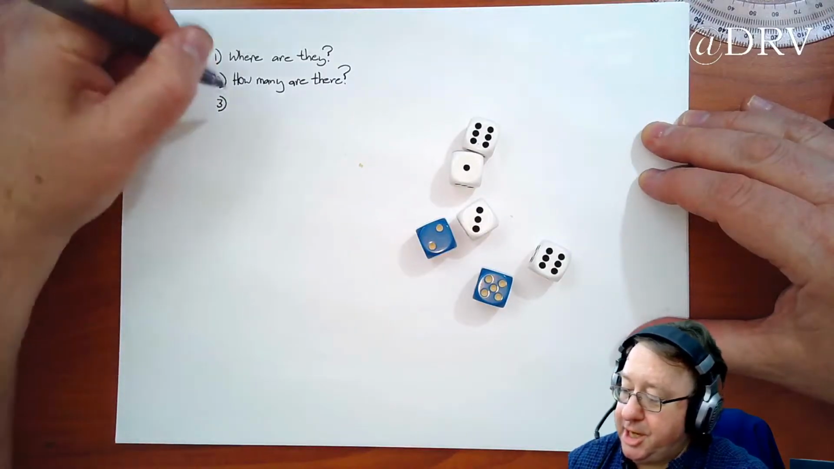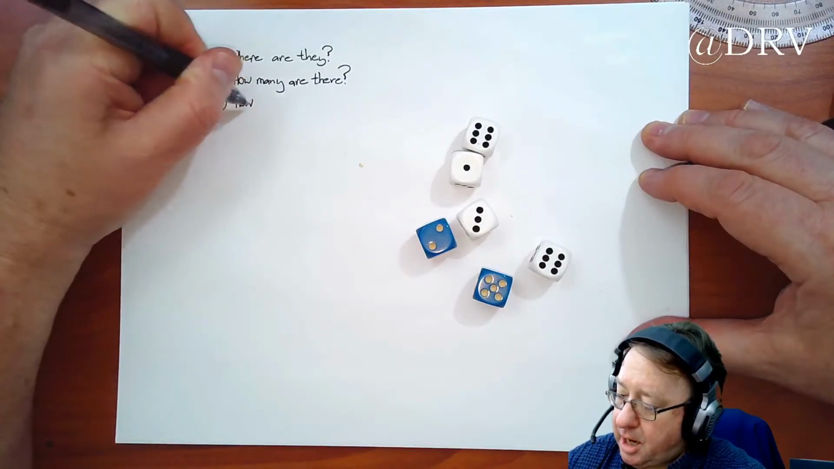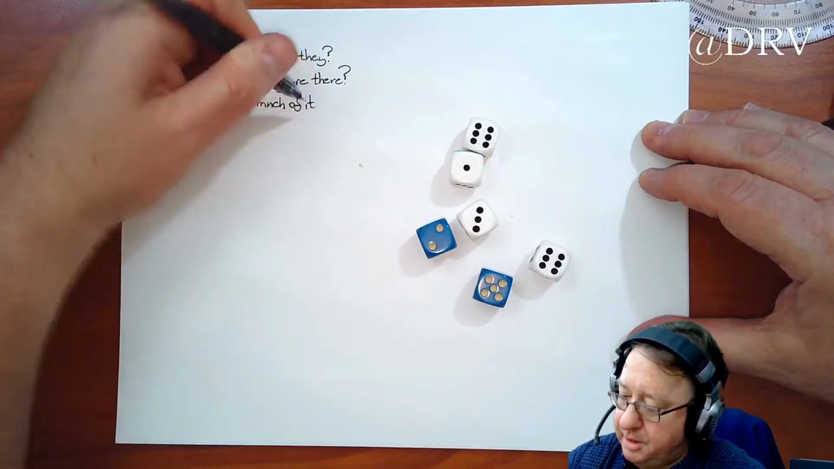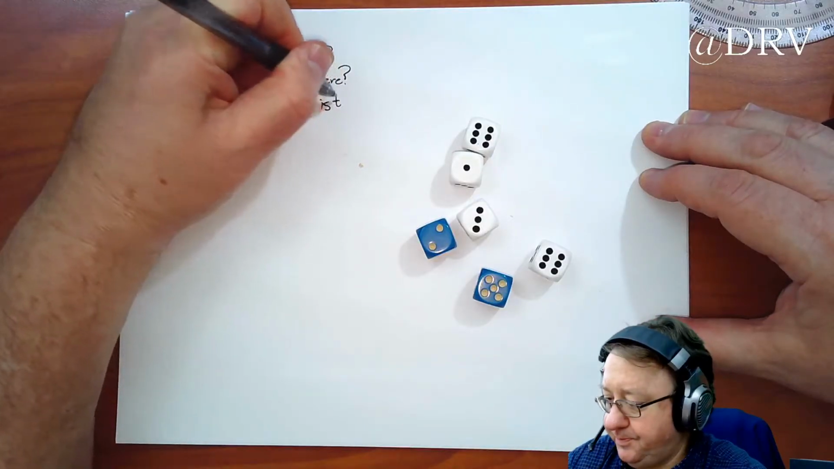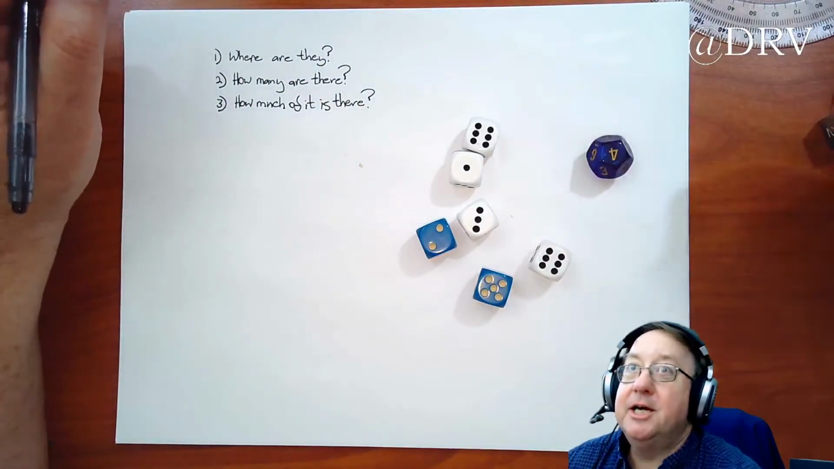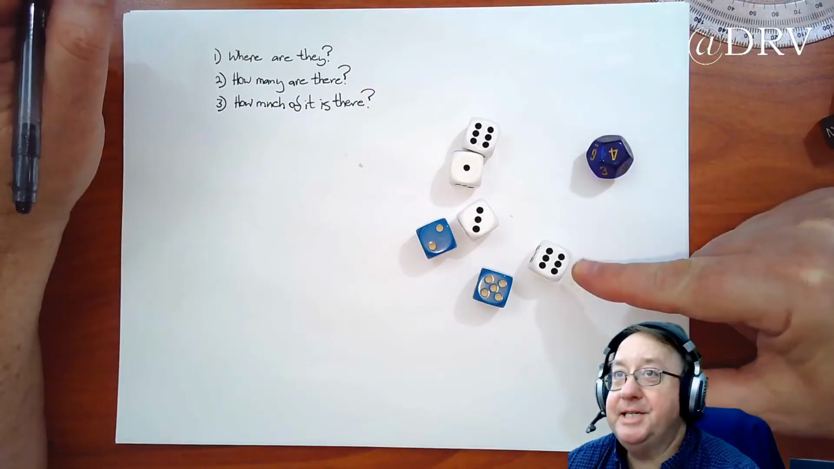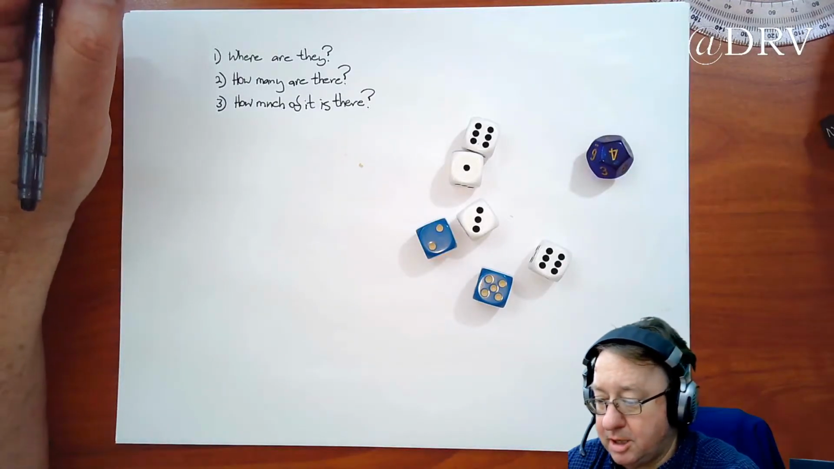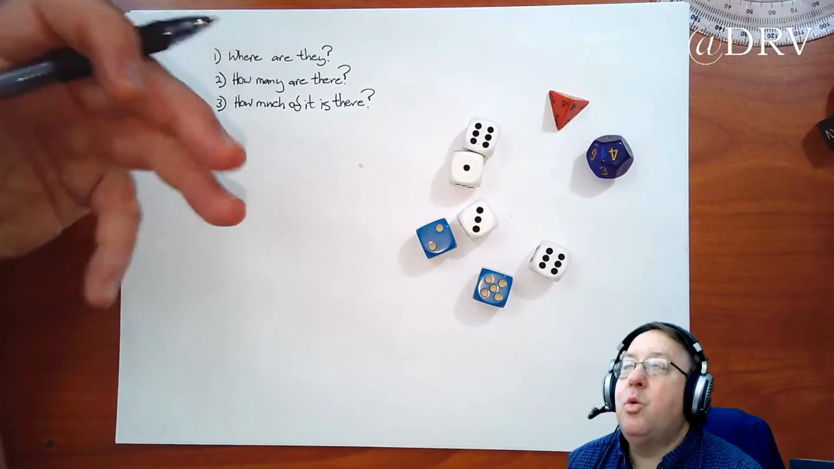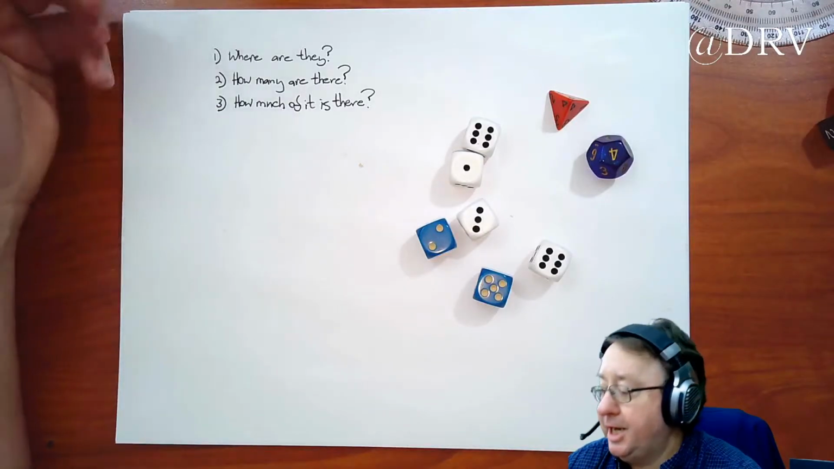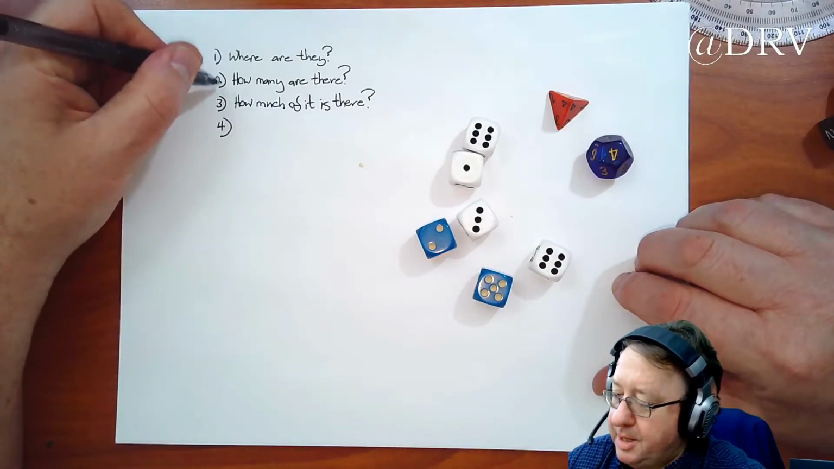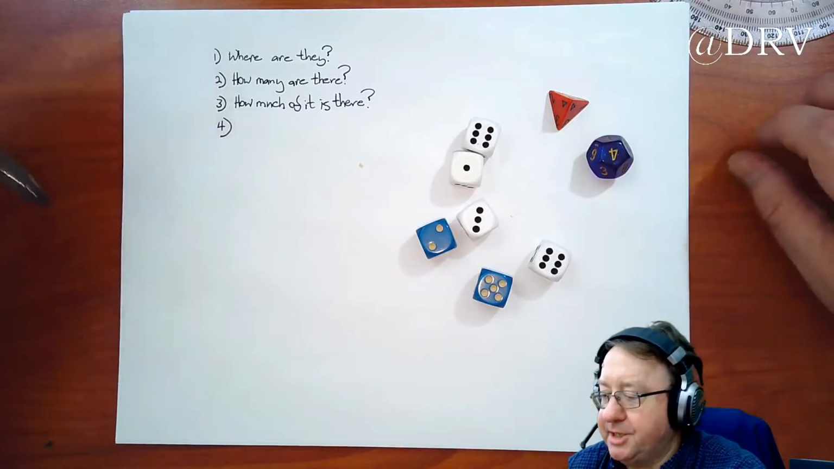The next question is, how much of it is there? Like this die here has a little more stuff than this die here. And they've all got a lot more stuff than that die right there. And so the quantity of stuff is important. And then the last one, and this one gets the how much of it is there tends to be a rare question.